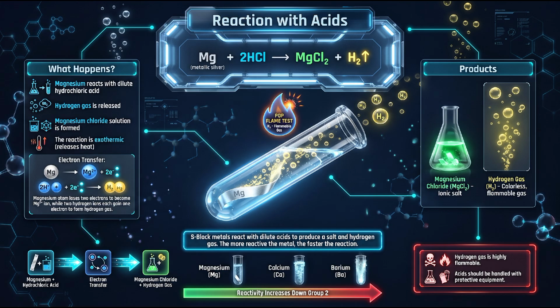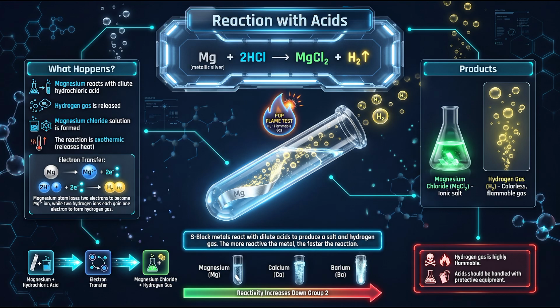Similarly, calcium reacts with hydrochloric acid according to the equation Ca + 2HCl → CaCl2 + H2. Barium reacts in the same way, Ba + 2HCl → BaCl2 + H2. In every case, the general pattern remains the same: metal plus dilute acid gives salt plus hydrogen gas. This is one of the fundamental reactions studied in inorganic chemistry.